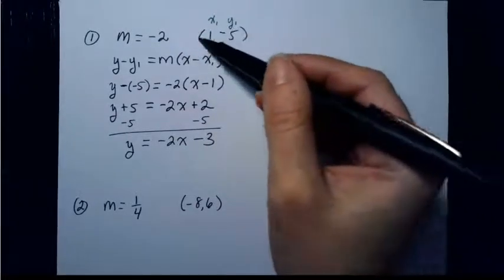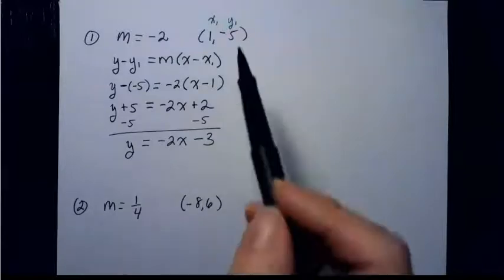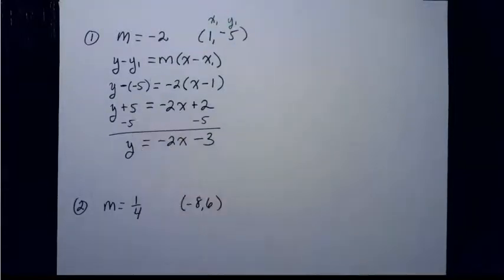This point does live on this line, so if we were to graph that line, it should pass right through that point.